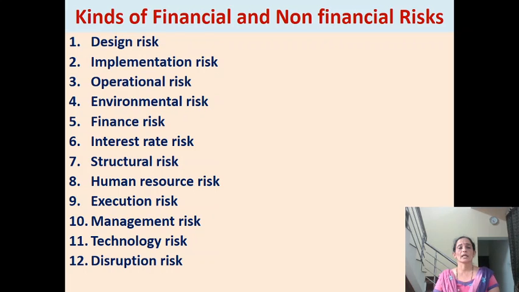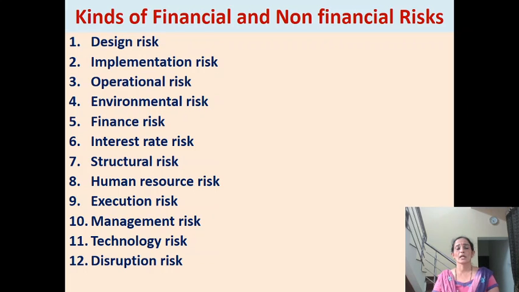Then management risk arises due to inefficiency of management, underperformance of the management. Management people are not efficient enough to manage things. So the project may face certain risk that is called management risk. And technology risk arises due to failure in the implementation of technology or certain technical issues relating to the technology implemented in the factory or in the project.